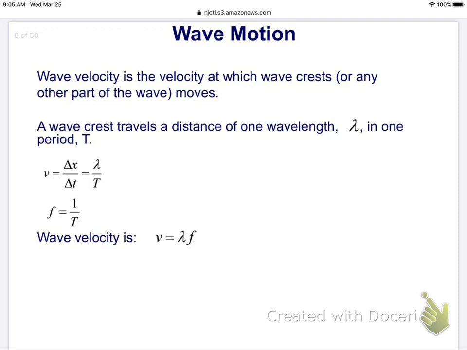We know that velocity is distance over time, right? Meters per second. And we know the distance in a wave is lambda. And the time that it takes to travel one wavelength is known as the period. So we get the equation that velocity equals lambda over T.